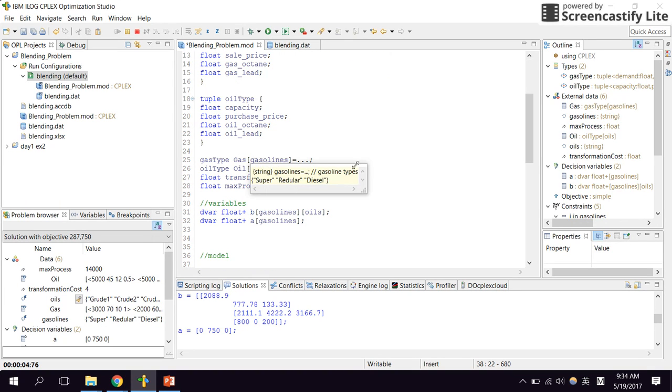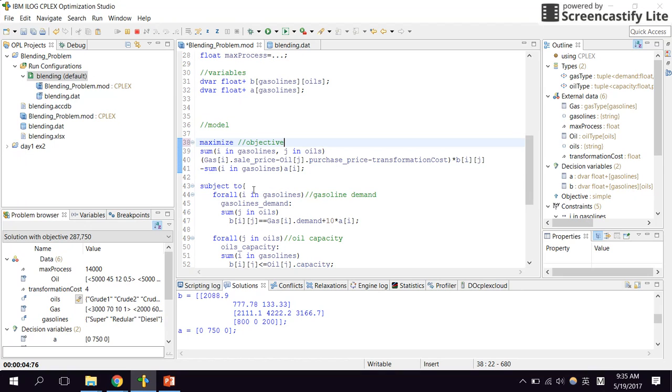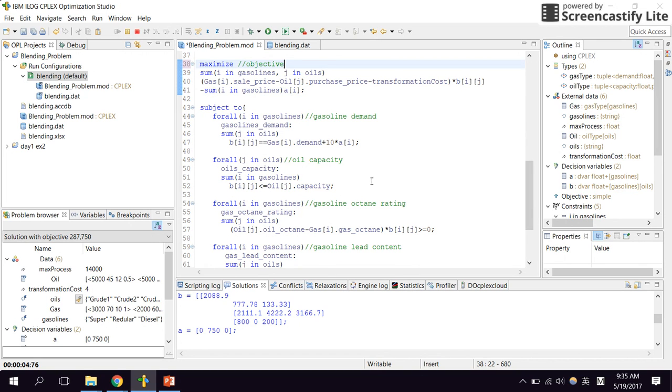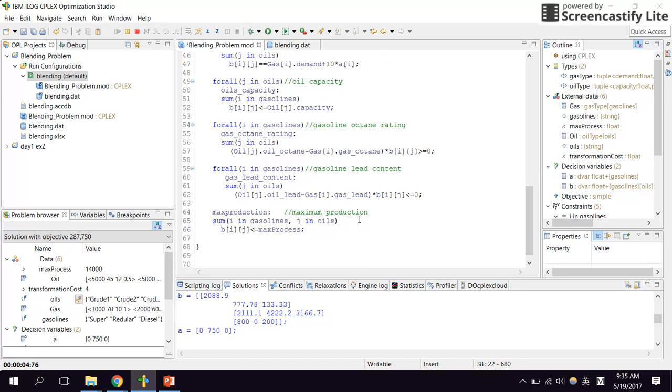Then we divide the content into two tables and define the transformation cost and the maximum processed crude oil amount. Here are two variables. As I mentioned before, they are A_ij and A_i. Next is the model. This is the objective. This is the gasoline demand constraint, oil capacity constraint, gasoline octane rating constraint, gasoline lead content constraint, and maximum production constraint.